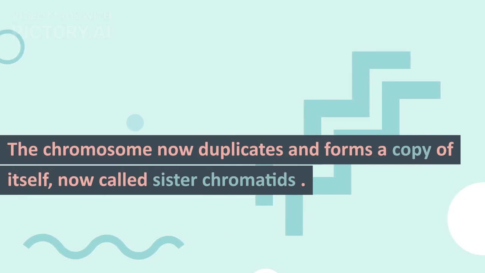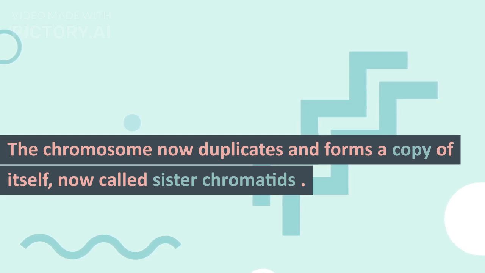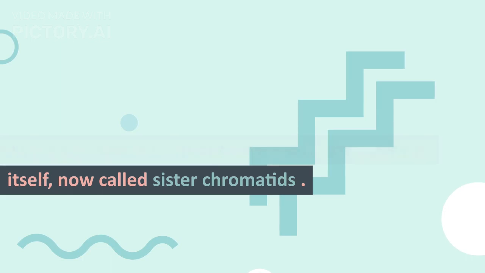Now this chromosome duplicates, it forms an exact copy of itself. Now there are 2 chromosomes, and now these are called sister chromatids because they are identical, the gene sequence is exactly the same.